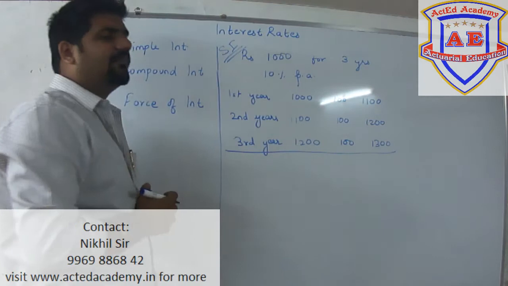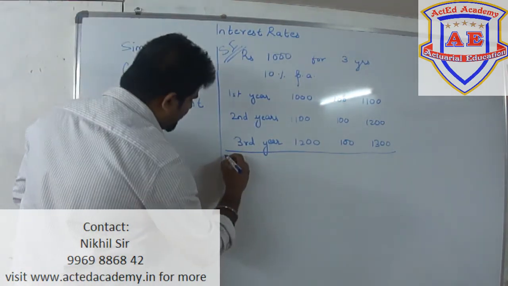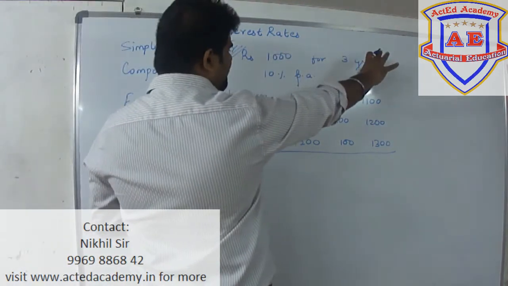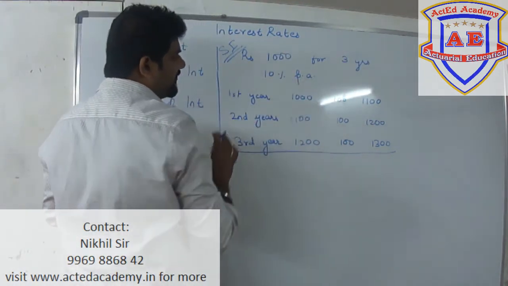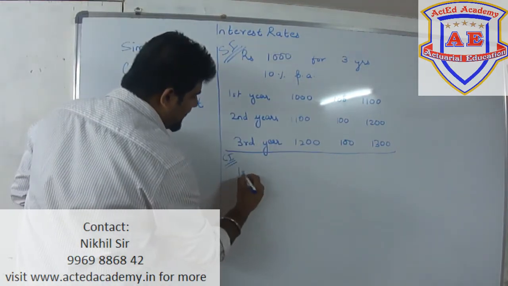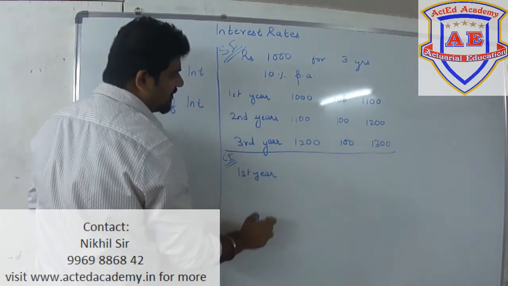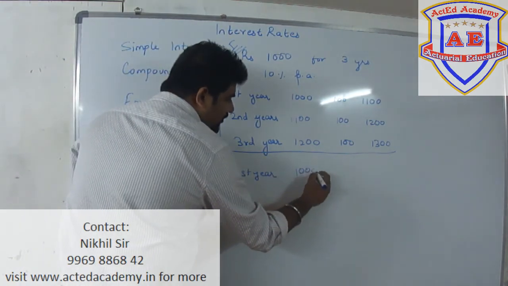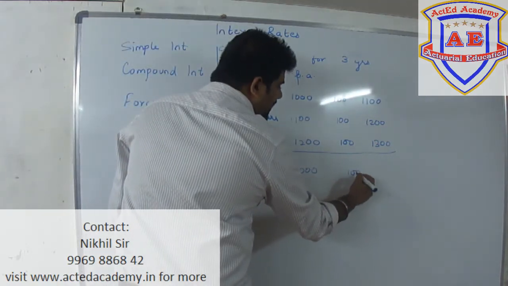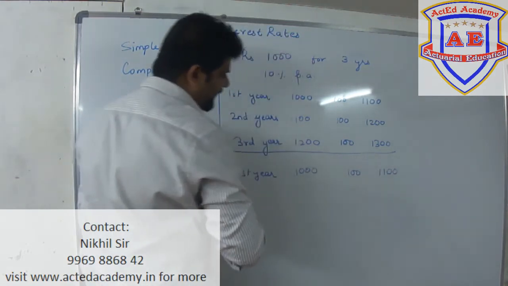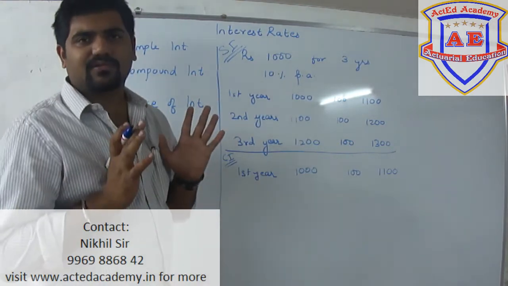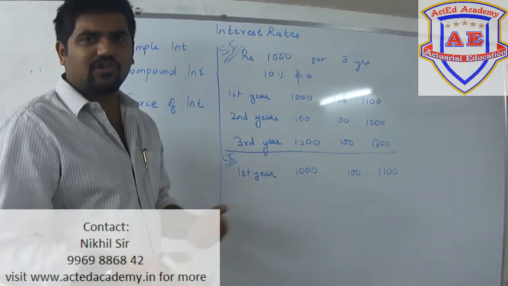Now let's have a look at the compound interest. The question remains the same, except that the first section was simple interest, and the second section is going to be compound interest. In my first year, the deposited amount is still ₹1,000. Interest is at 10% on 1,000, 100 rupees, 1,100. The first year remains the same, whether it is simple interest or compound interest. For the first year, the amounts do not change.